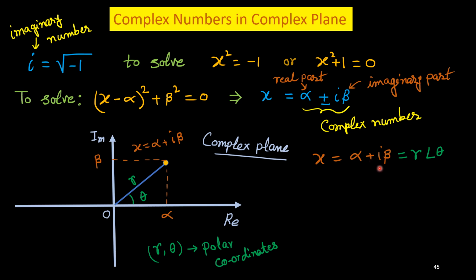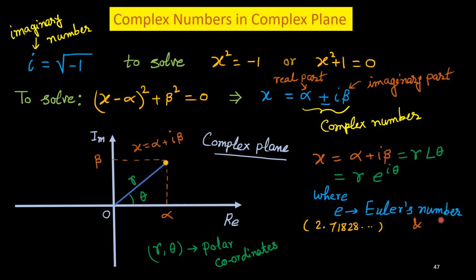So this alpha plus I beta we can write as r, which is the magnitude part, and this is the phase part. This is called magnitude and this is called phase, this angle or phase. Okay. We can rewrite this thing as r e to the power I theta. Remember here this e is not a symbol, rather it's a quantity and its power is I theta. We can calculate its power, right? And this e is the Euler's number.